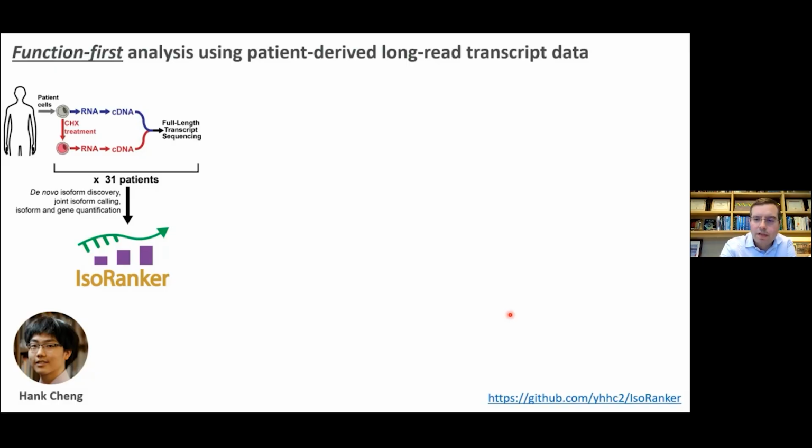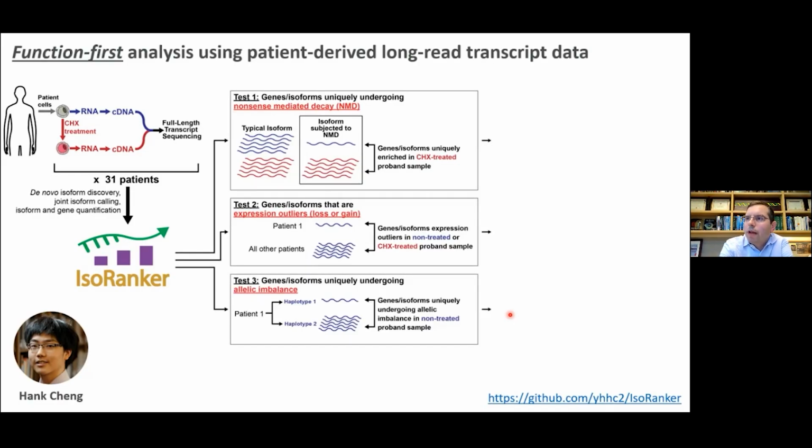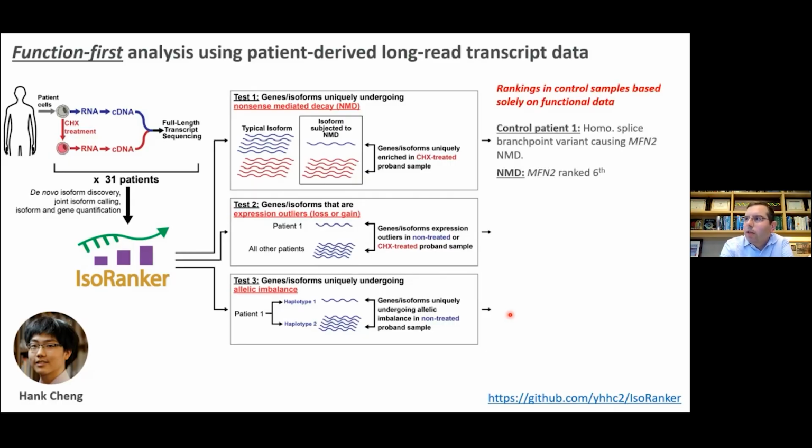If we were to just look at the functional output of the genome, can we identify functionally atypical or abnormal features that could then pinpoint an underlying genetic variant that may have been otherwise deprioritized or not prioritized at all in a genomic-first approach? We ended up developing this so it can test for multiple different aspects, including nonsense-mediated decay, expression outliers, as well as allelic imbalance. And then we tested this on a couple of positive control samples.